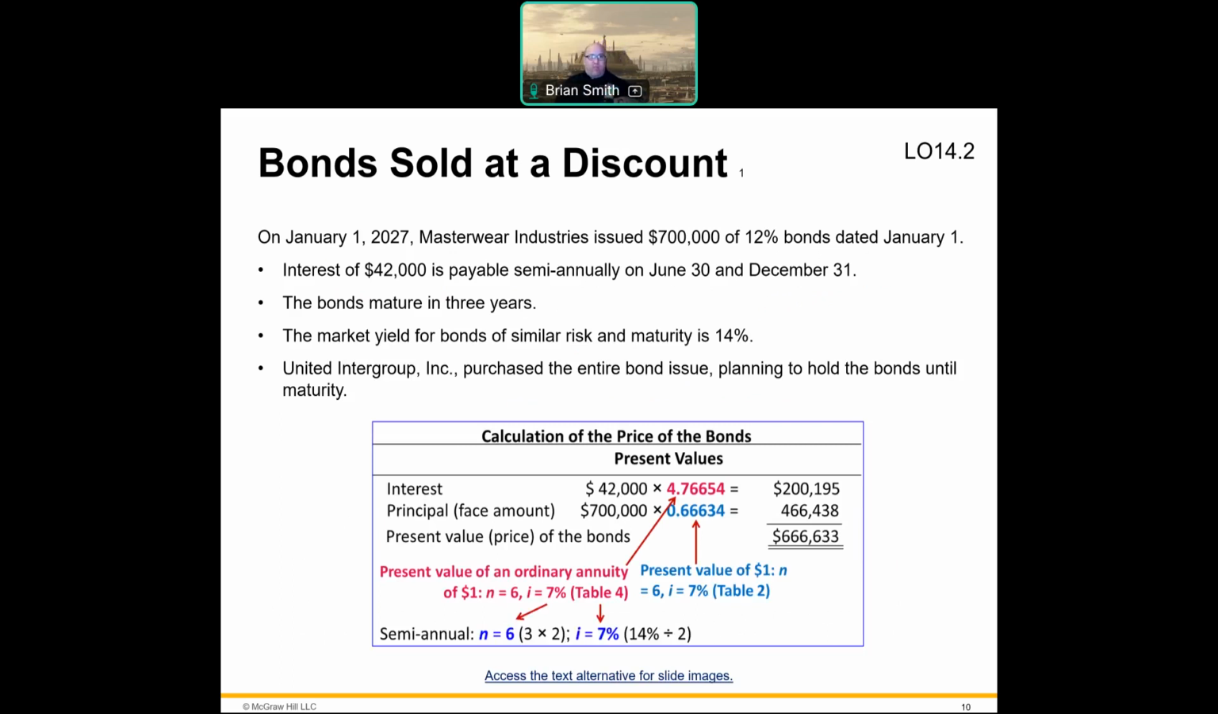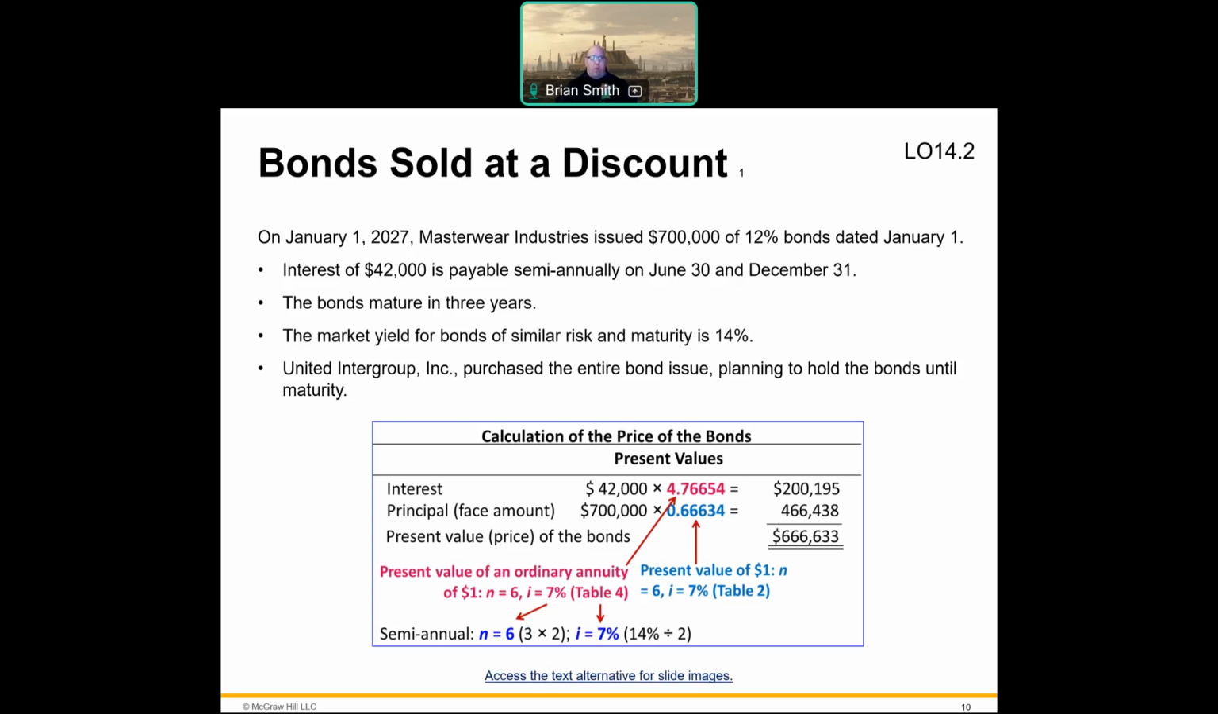Okay, what if we sell at a discount? In this case, Masterware Industries issues $700,000 of 12% bonds. The interest of $42,000 is payable semi-annually on June 30th and December 31st. The bonds mature in 3 years. The market yield for bonds of similar risk and maturity is 4%. United Intergroup Inc. purchased the entire bond issue, planning to hold the bonds until maturity.